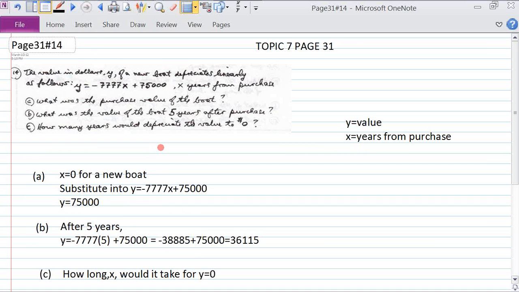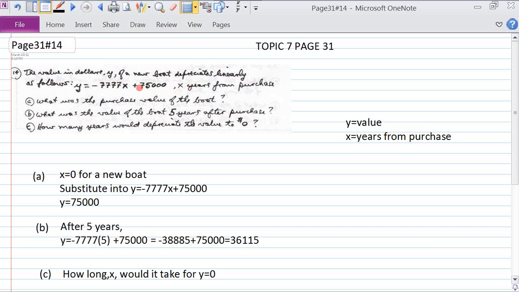So go to the next problem, number 14 on page 31. This is kind of an interesting problem because you can, in a sense, visualize the equation and in your mind understand it, because it's really a business formula. It's kind of a formula, although it's very simplified, and I'll explain why.